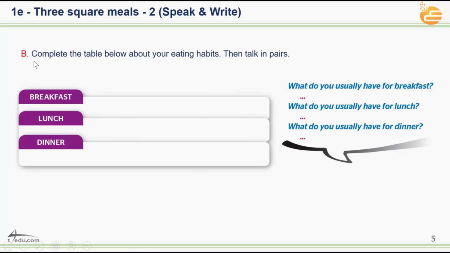B. Complete the table about your eating habits. Then talk in pairs. So we want to talk about the breakfast. What do you have for breakfast? The lunch. What do you have when you eat your lunch? And the dinner. What do you have with the dinner? Okay. So I want you to give me 3 sentences about these 3 meals. Tell me, what do you think? What about the breakfast? What do you have for your breakfast?